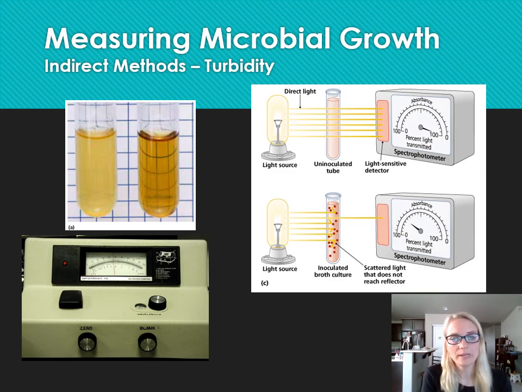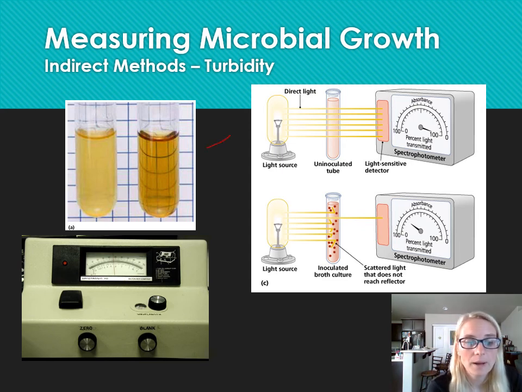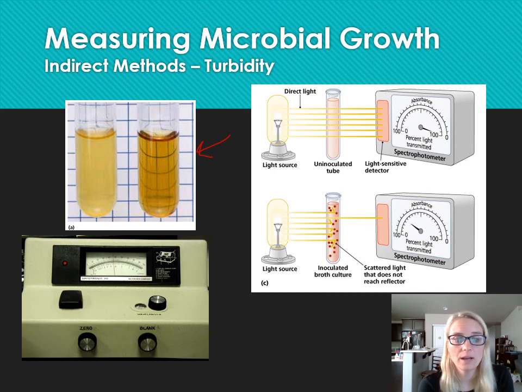This one is called turbidity. It's how cloudy something is. The more cloudy something is, the more bacteria you have in it. The more clear it is, the less bacteria you have in it. So sterile media is clear, translucent. Inoculated media, where bacteria is growing, is not. You can't really see through it. So we have a very low-tech way. You're just looking through the media to see if you can see the lines behind the paper.